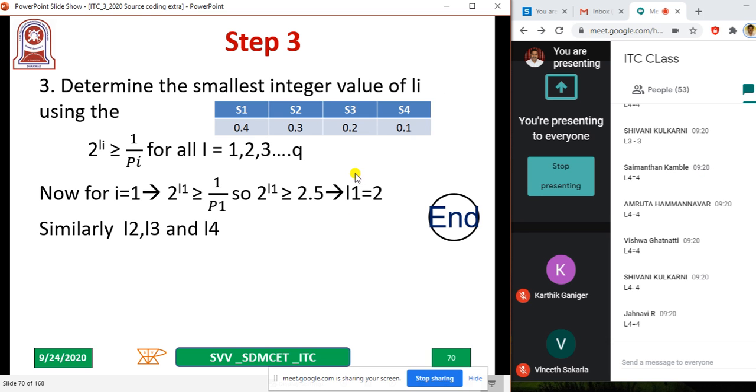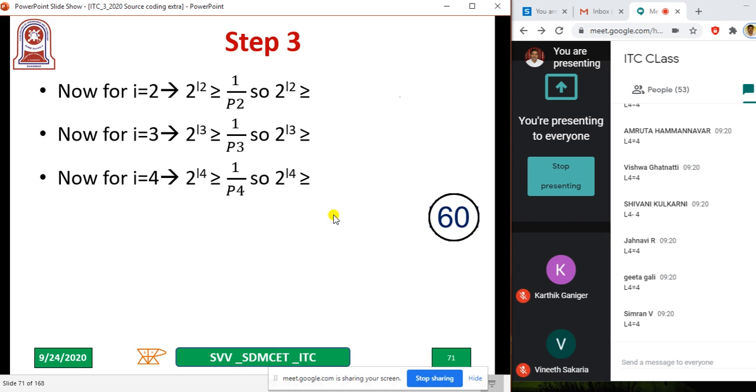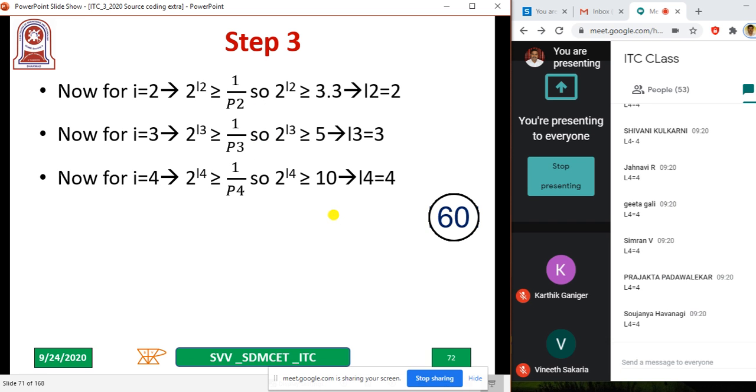Okay, good. All of you have done it. I'll show you the answers. Prajakta, L4. Okay, good. I think the majority have got the same answer. L2 equal to 2, L3 equal to 3, L4 equal to 4. The answers are correct.